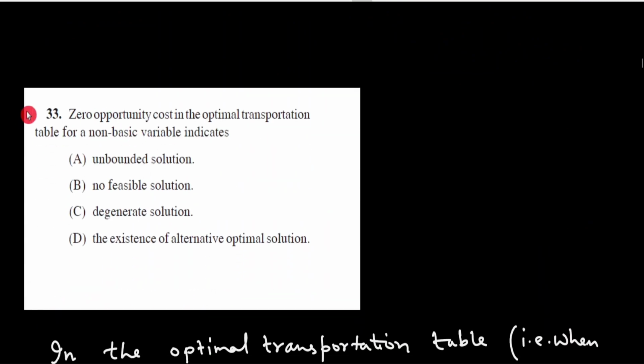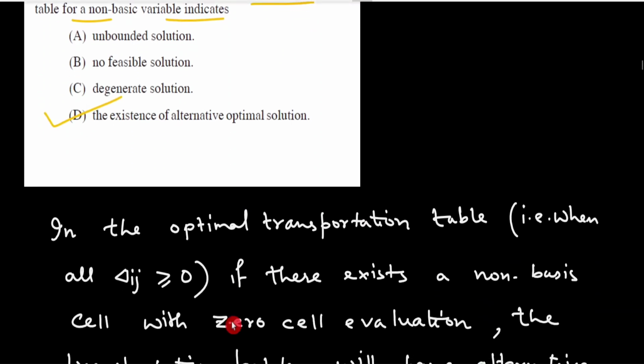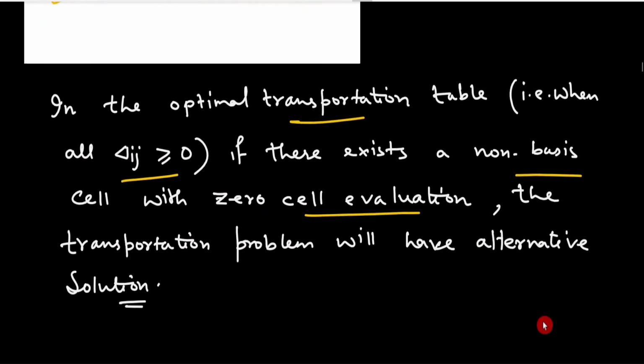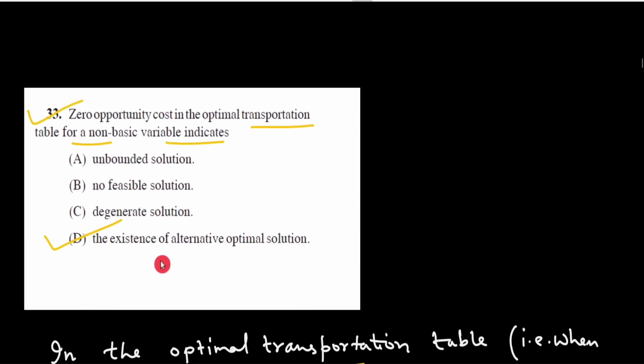Question number 33. This is a simple question of the transportation problem from LPP. The question says that zero opportunity cost in the optimal transportation table for a non-basic variable indicates. This is the clear definition of alternative solution for a transportation problem. Clearly option D is correct. So the statement is such that in an optimal transportation table, that is when delta is greater than or equal to 0, if there exists a non-basic cell with zero cell evaluation, then the transportation problem will have an alternative solution. This is the simple definition of alternative optimal solution for the transportation problem.